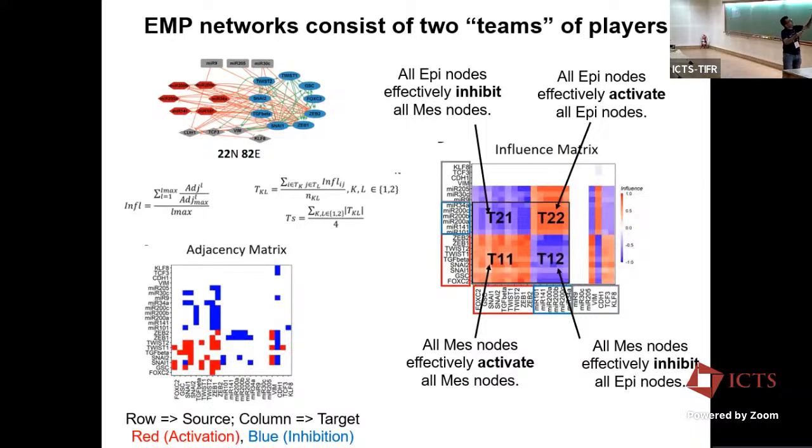Now in this network, because of extensive information available in the literature on EMT, we know which genes are epithelial and which genes are mesenchymal. And what you see here is that every epithelial node activates every epithelial node. Every mesenchymal node activates every mesenchymal node. Every epithelial node inhibits every mesenchymal node. And every mesenchymal node inhibits every epithelial node. It's a very simple structure. The extent of activation and inhibition is different, no doubts about it, but the pattern is maintained.